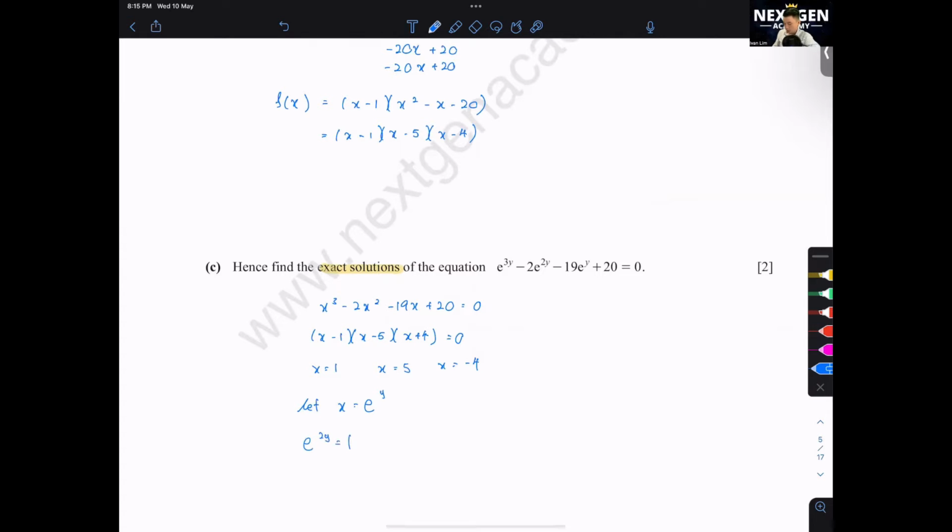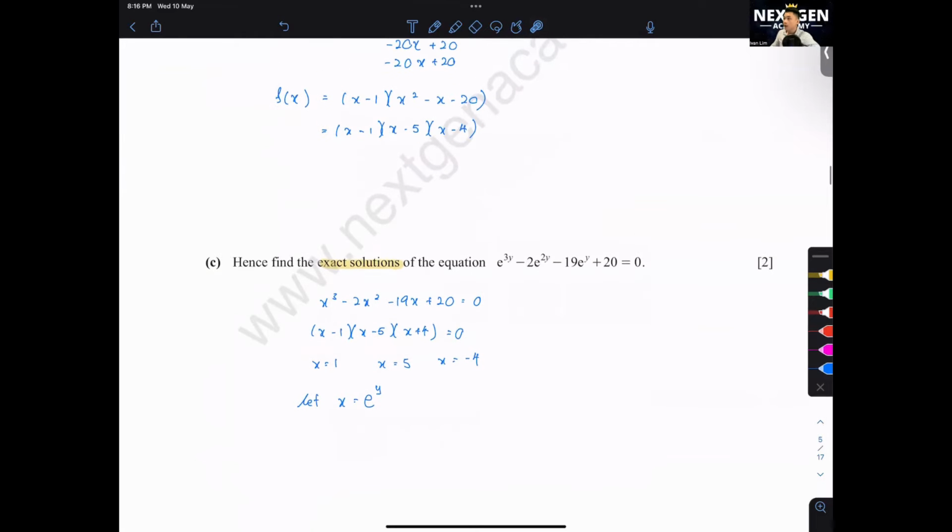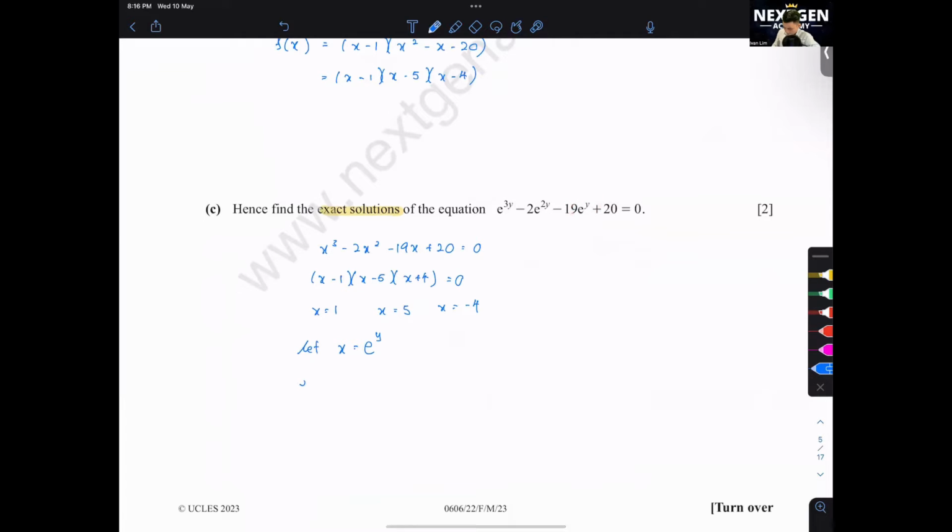e to the power of 2y equals to 1. Sorry, is this e to the power of 2y or 1? Give me a moment. Okay, you see, I also did wrong here already. Let x equals e to the power of y. Can you see the pattern? Plus 20. So x is e to the power of y. e to the power of y equals 1. e to the power of y equals 5. And then e to the power of y equals negative 4.